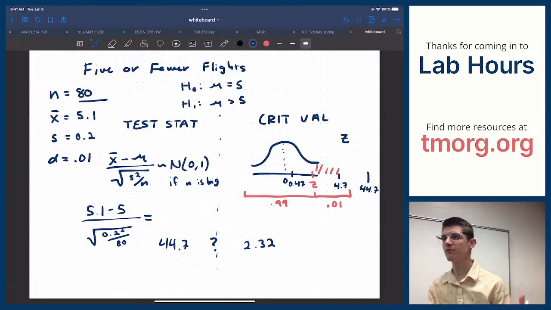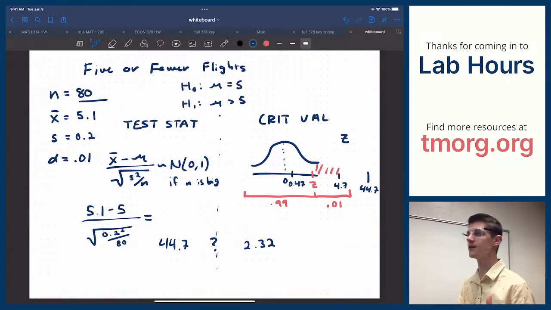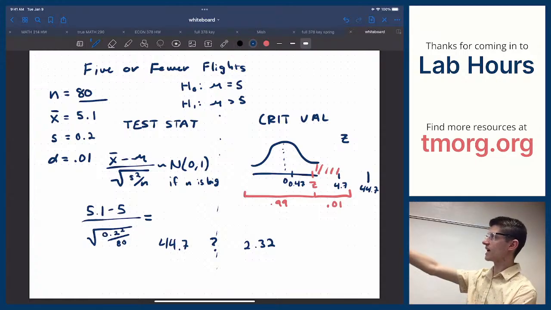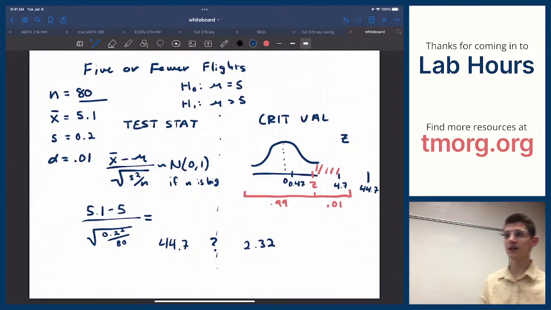You actually knew how to do that before the most recent midterm. If you need help remembering how to do that, you go watch that video, right? Put that 2.32 down. Don't touch it. Go to the left. Fill in the numbers for the test statistic. Get that number. Compare them. That's it. That's all it comes down to.